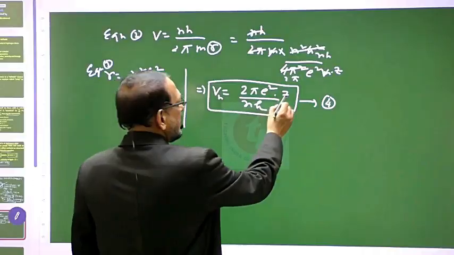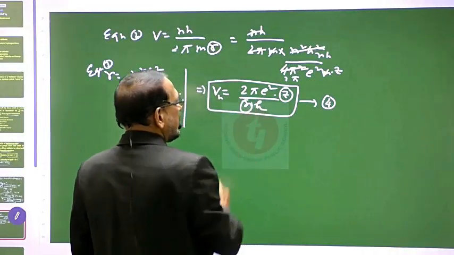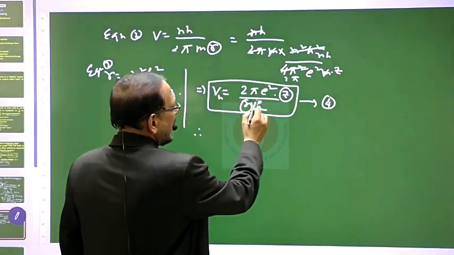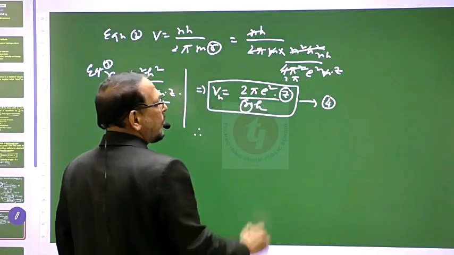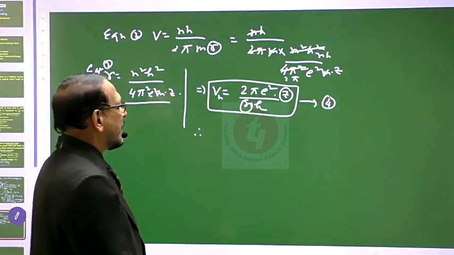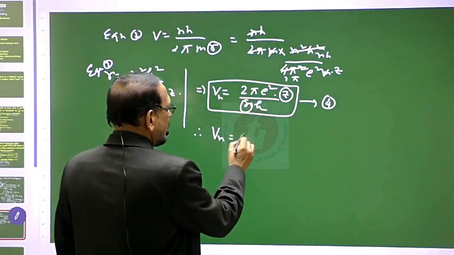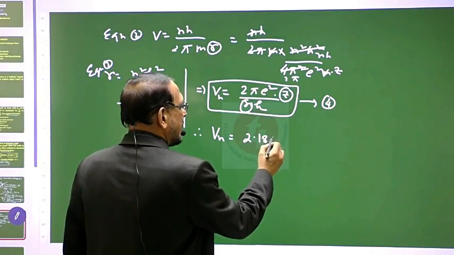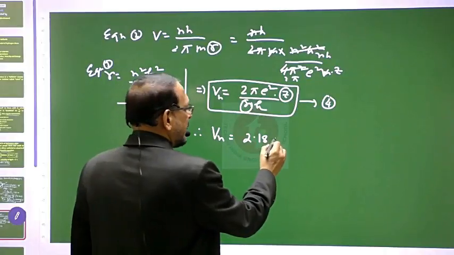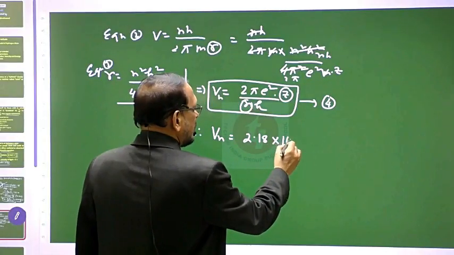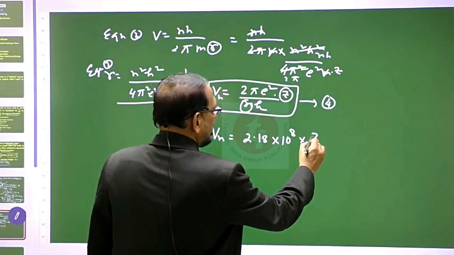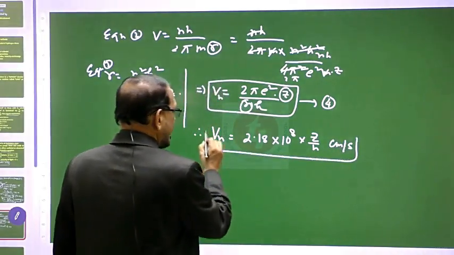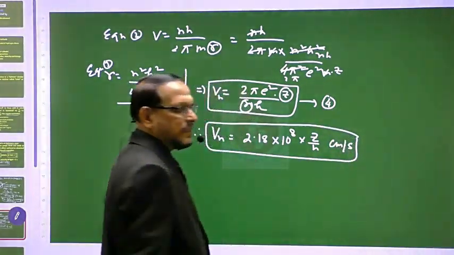But we know Z and n are variables. Therefore, putting the values of pi, e and h, we can get velocity is equal to 2.19, some books write 2.18, into 10 to the power 8 into Z by n in centimeter per second. So this is the velocity of the electron in general.